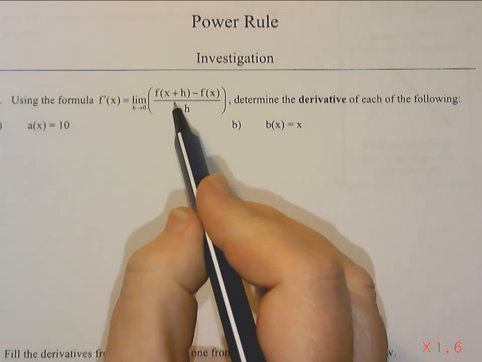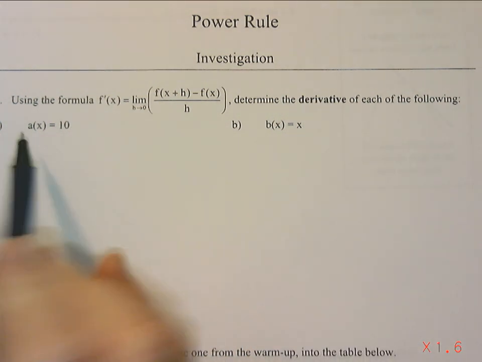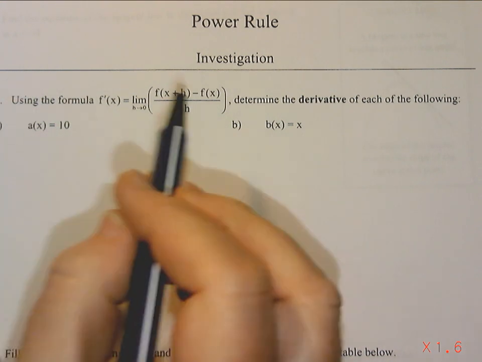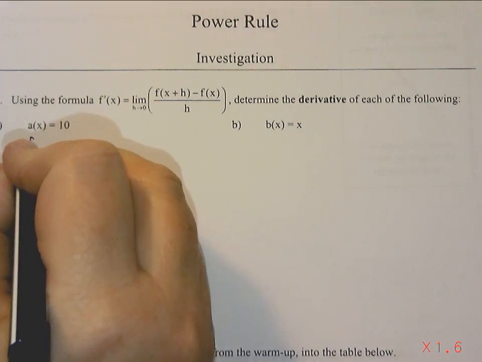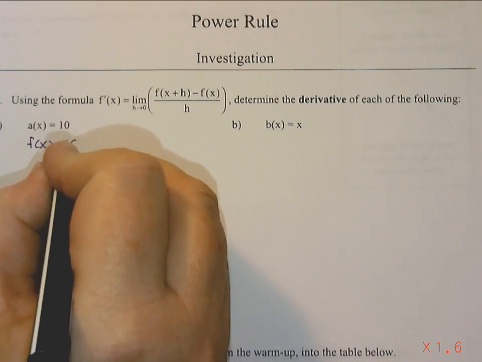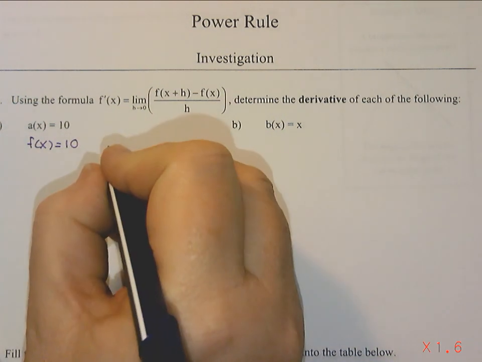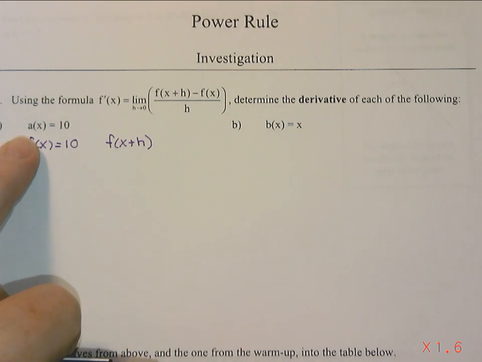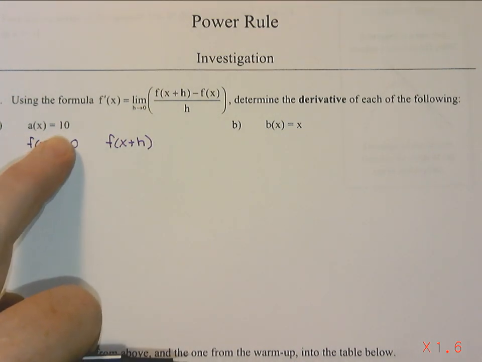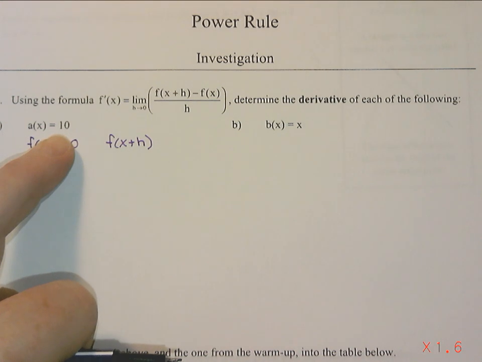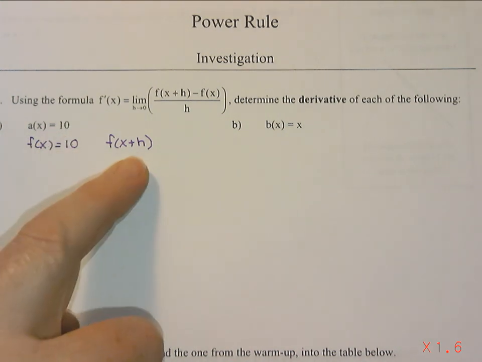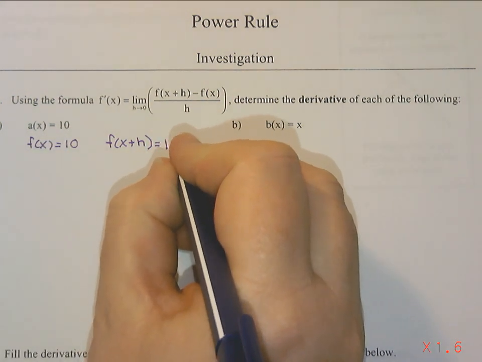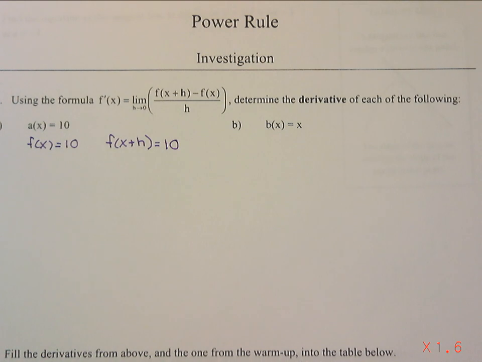So I need f of x plus h and f of x. My first function here is just a of x equals 10. So I am going to use a of x as f of x. So my f of x is just going to be the number 10. When I go to do f of x plus h, we are really doing a of x plus h. Now, you'll notice there is nowhere for us to sub in anything, right? There's no x here, right? So I don't have anywhere to put the x plus h. So f of x plus h is actually just 10, right? There was nowhere for us to substitute anything in.